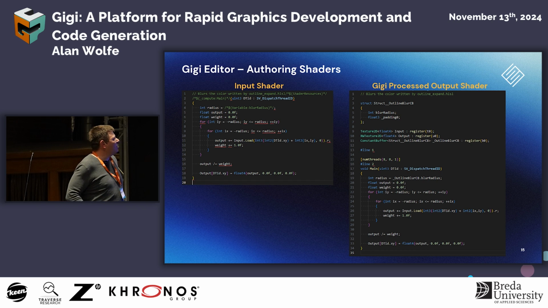And to give you an example of what the shaders look like, the one on the left is how it looks as you author it, and then the one on the right is how it looks after Gigi has processed it, and that's actually what gets sent to the shader compiler.